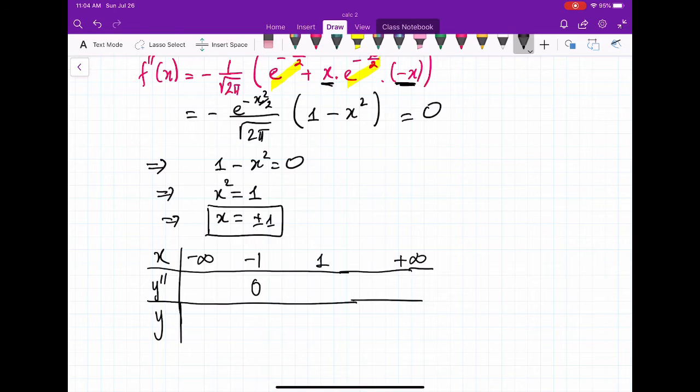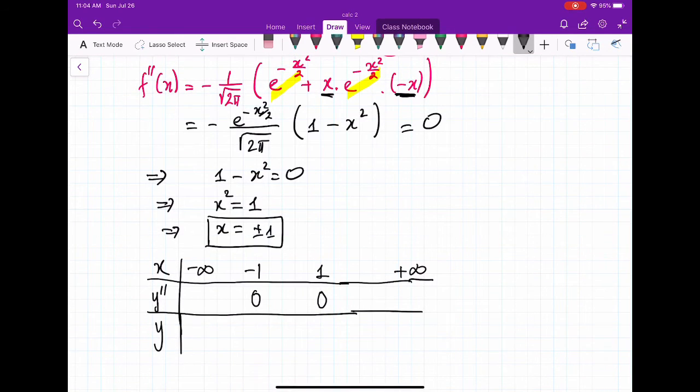At negative 1 and 1, the second derivative is 0. Okay, now we have 3 intervals. We need to pick at least one point from each interval and plug into the second derivative. Plug those points into this expression to see if the second derivative is positive or negative. But we have negative in here, right? And this part is always positive. So, it depends on the sign of 1 minus x squared only, right?